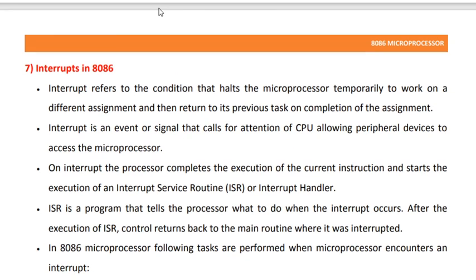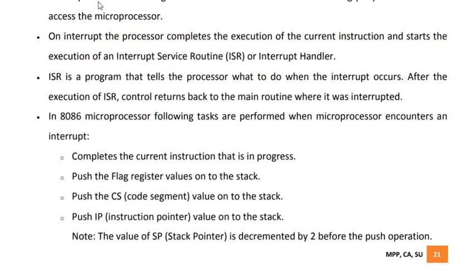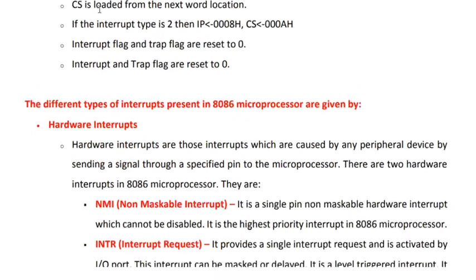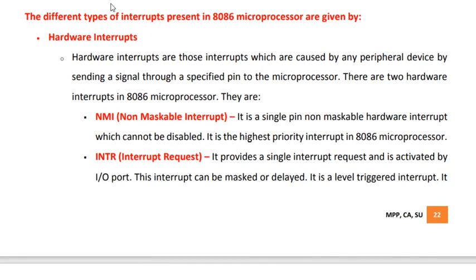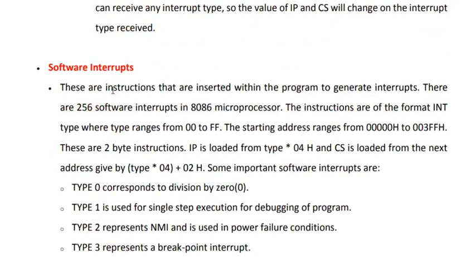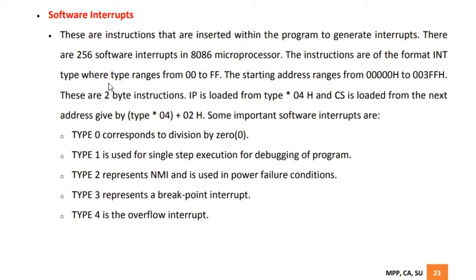Then we moved on to interrupts in 8086, where we have learned about what interrupts are and how the 8086 microprocessor handles interrupts as and when they occur. Then we've learned about different types of interrupts in 8086 microprocessor, where we have seen we can have hardware interrupts and software interrupts. We have also learned that there are two types of hardware interrupts, NMI and INTR, and that we have 256 software interrupts in case of 8086 microprocessor.